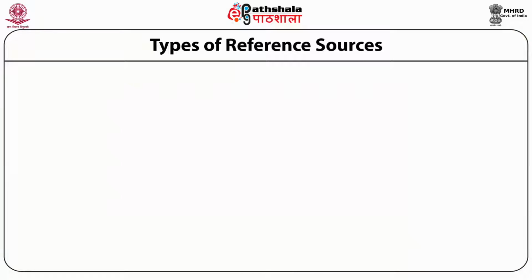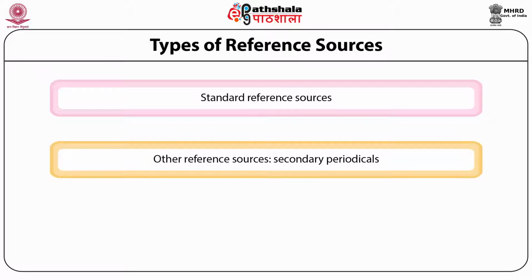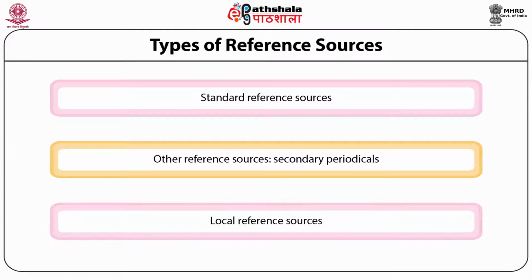Types of reference sources. One can categorize reference sources in a library into three broad groups: standard reference sources, other reference sources such as secondary periodicals, and local reference sources.